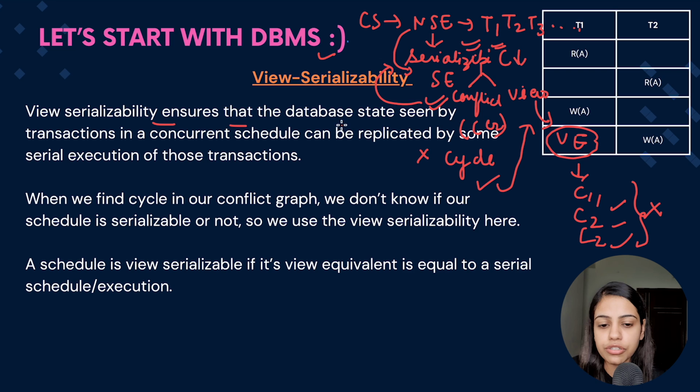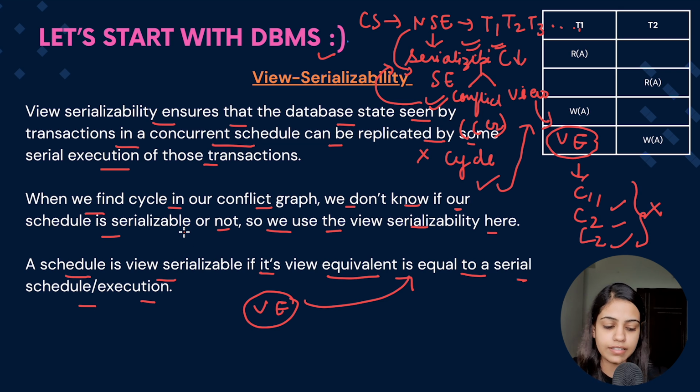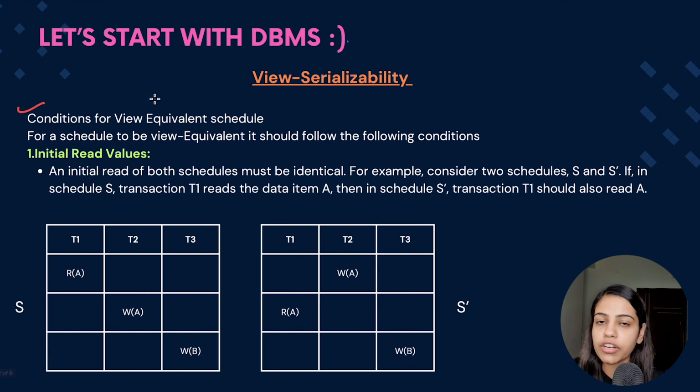So view serializability ensures that the database state seen by transactions in a concurrent schedule can be replaced by some serial execution of those transactions. Whenever we find a cycle in the conflict graph, we don't know if our schedule is serializable or not, so we use view serializability here. A schedule is view serializable if its view equivalent is equal to a serial schedule or execution. So whenever the view equivalent of a given schedule is equal to having a serial execution, we say that this particular schedule is serializable.